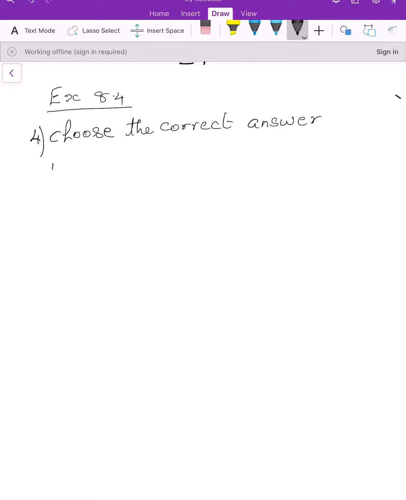So the first subdivision is given as 9 secant square A minus 9 tan square A. In both of these terms, the 9 is common, so I'll take 9 outside. The remaining is secant square A minus tan square A.